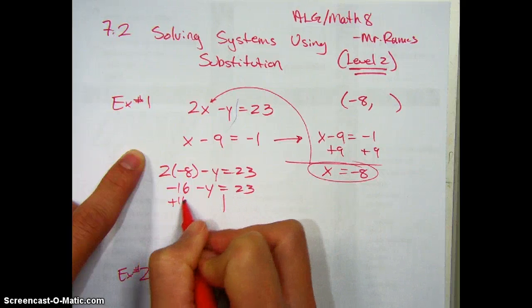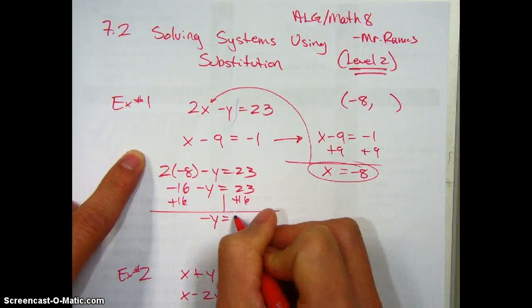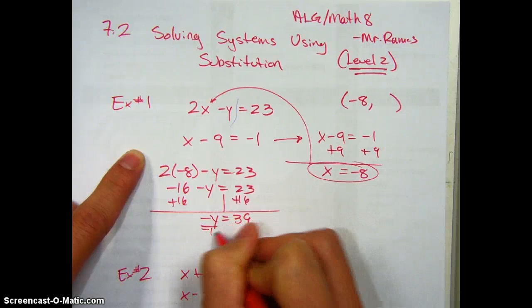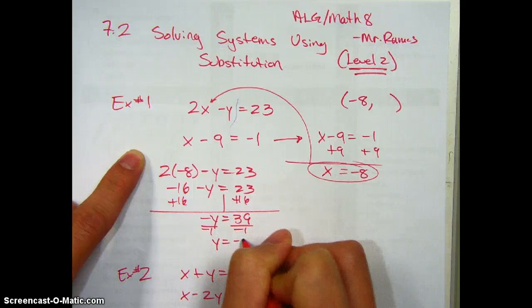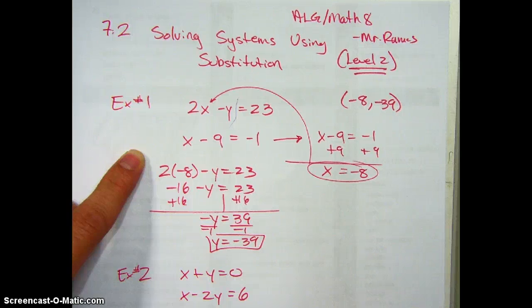I would add 16 to both sides. And then I get the opposite of y is equal to, what is this, 39. And so if I divide one more time by negative 1, I find out that y is negative 39. And so that would be my answer there. Okay. But let's take a look at a second example.